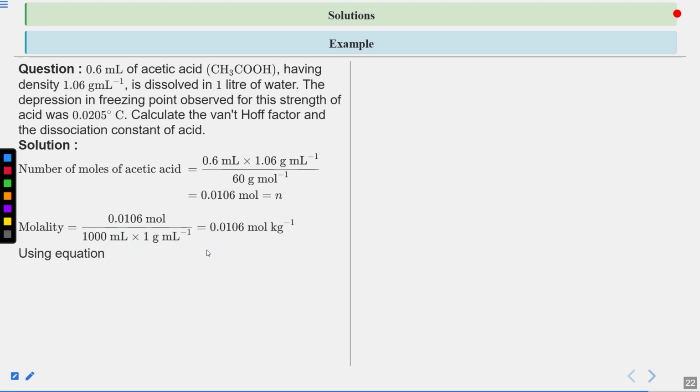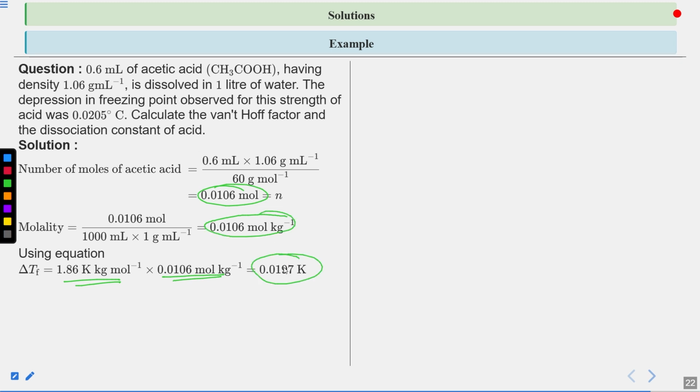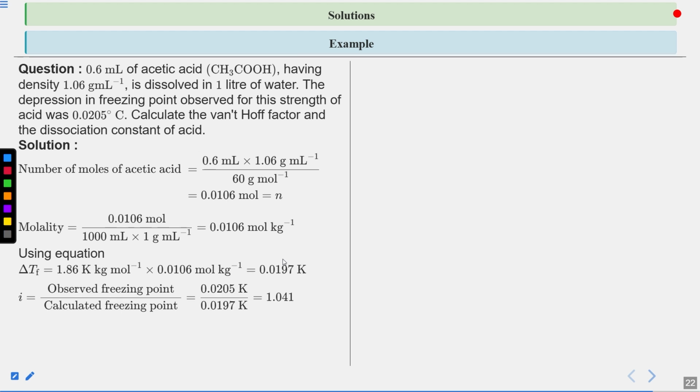Now using our equation, we can calculate our delta TF, which will be 1.86, the KF value, multiplied by the molality value, which will give you 0.0197 Kelvin. So this is your delta TF. It was told earlier, I guess, that for the formula of depression in freezing point, we take molality, not the molarity, always.